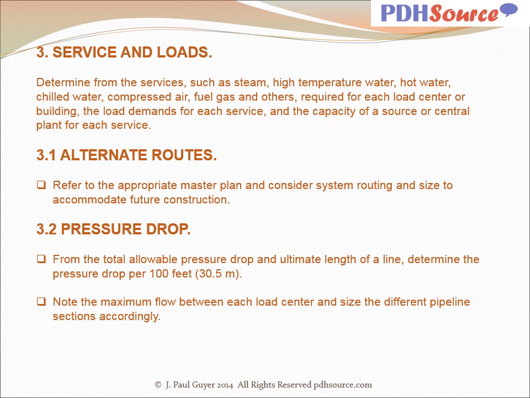Determine from the services such as steam, high temperature water, hot water, chilled water, compressed air, fuel gas, and others required for each load center or building, the load demands for each service, and the capacity of a source or central plant for each service. Refer to the appropriate master plan and consider system routing and size to accommodate future construction. From the total allowable pressure drop and ultimate length of a line, determine the pressure drop per 100 feet. Note the maximum flow between each load center and size the different pipeline sections accordingly.